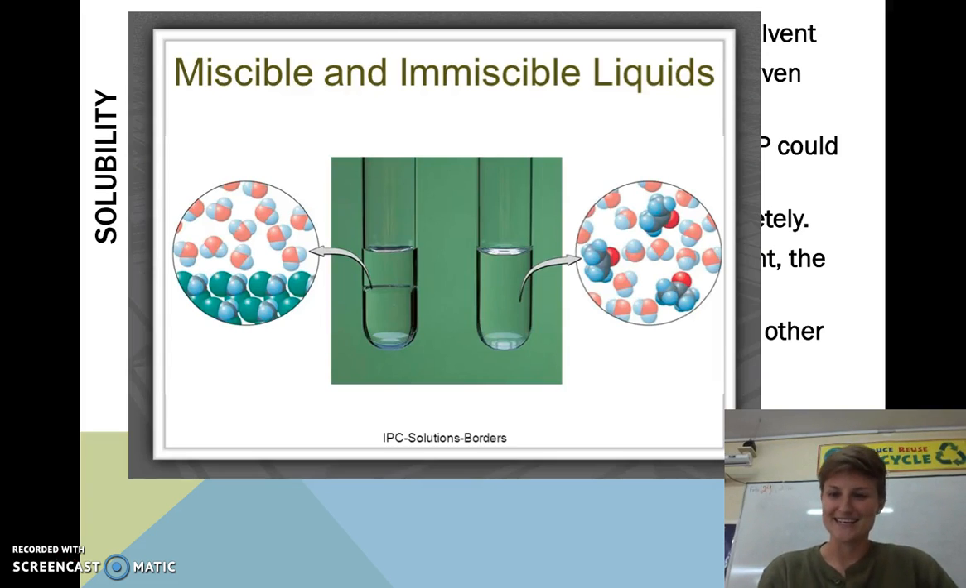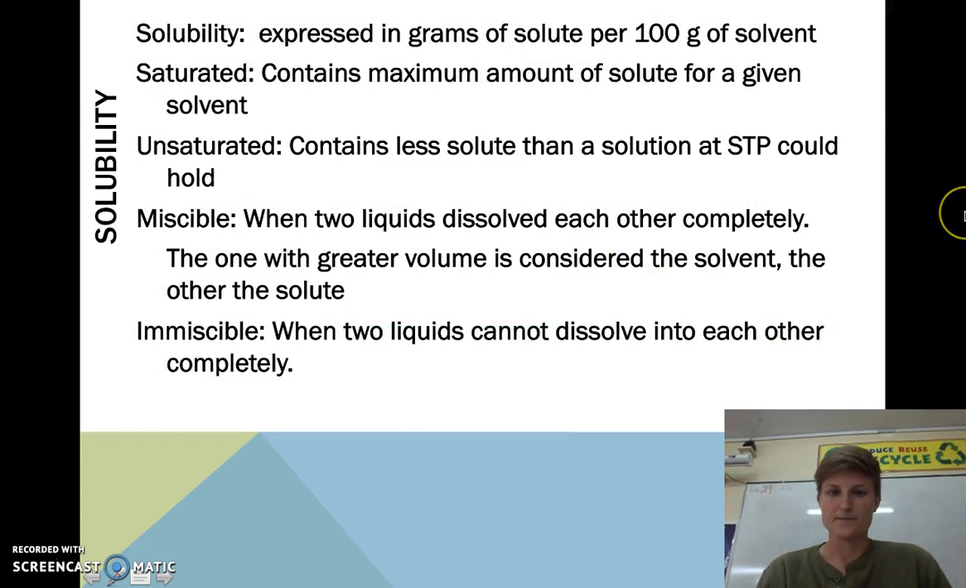And so you can see that here in the picture I've got for you. Right here, you have the immiscible, because the particles are forming two layers. They don't mix well. Whereas on the other side, you have a miscible liquid, and so the solvent and solute mix well together. Okay.